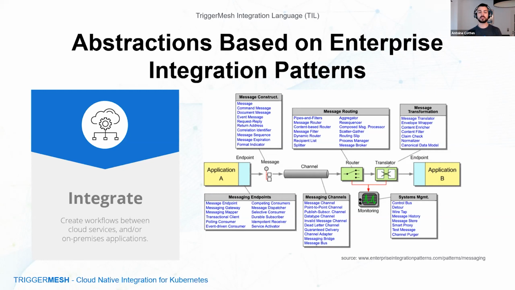One of the ways is to take different Knative objects, such as the brokers and the triggers, and combine them into patterns such as event routers, so that they can be described as a single entity and not, like I explained before, a channel and several subscriptions or a broker and several triggers. Now you can have an object of type router, which is not a Kubernetes object, but it can be expressed in the TriggerMesh integration language as a single block. So that's the first way, combining Knative objects.